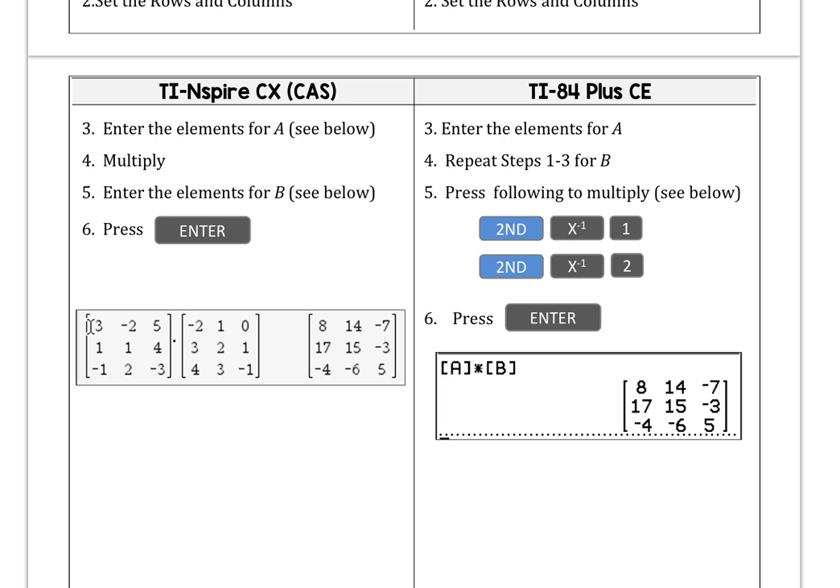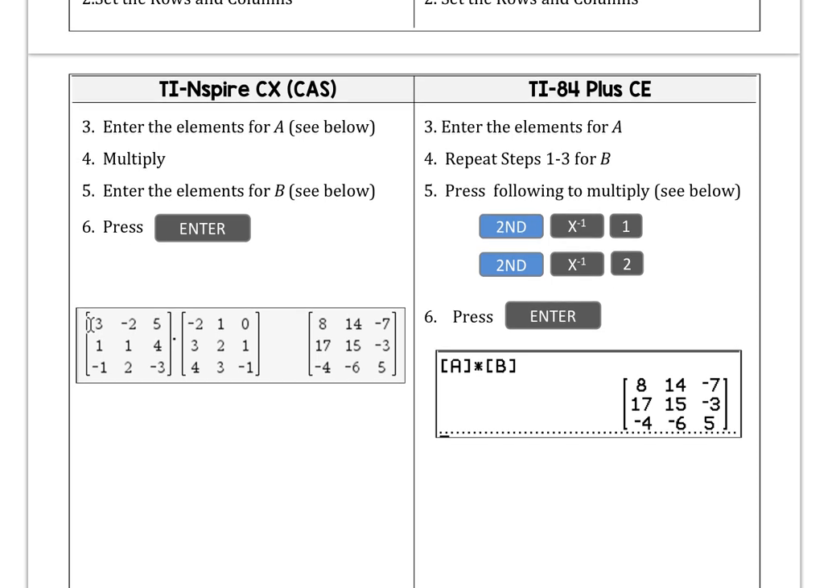Next, you want to enter the elements for matrix A one at a time, and then go back and enter the elements for matrix B. So I'm just going to show you matrix A. Here's how you do that. You press second, the inverse, and 1, and then second, the inverse, and 2. When you press enter, you can multiply the matrices together. So you've entered in the elements like this and this, and then when you do these steps here, step 5, it'll multiply matrix A times matrix B.